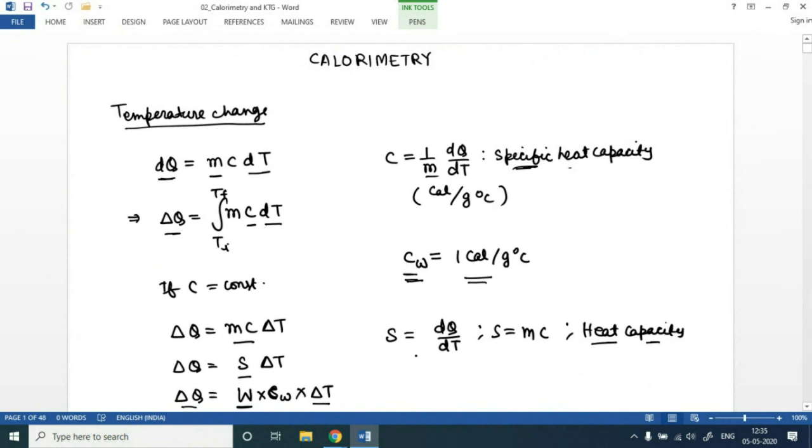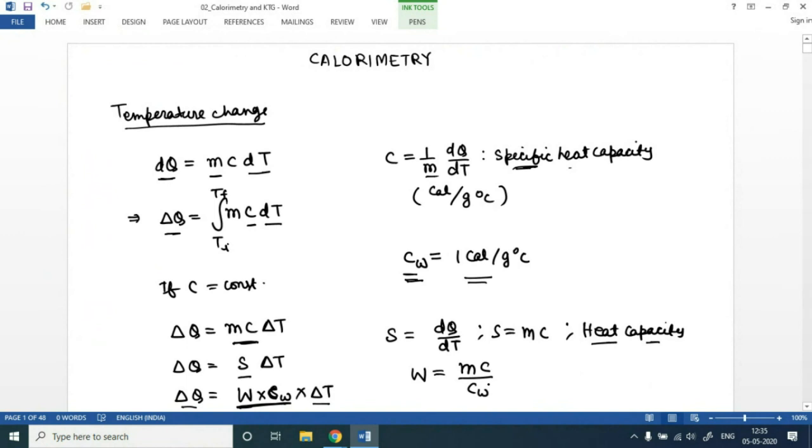Comparing this term and this term, you can see that W is nothing but M into C divided by the specific heat capacity of water. So that's the idea.